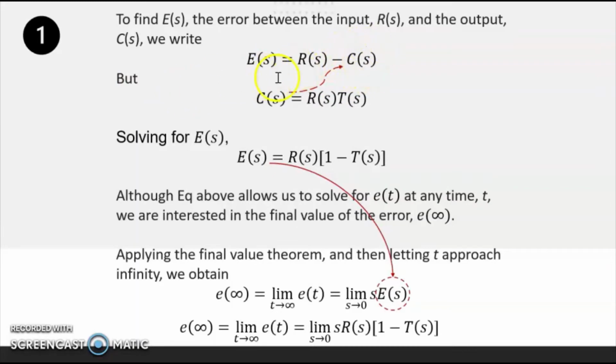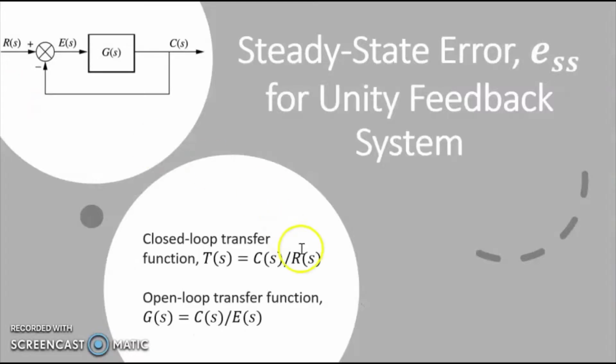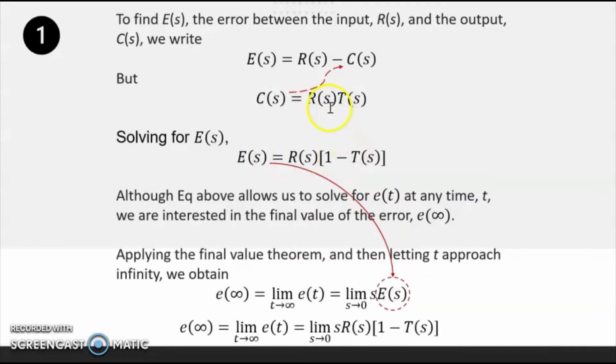Apart from this equation, we actually know what C is here. We can easily find it. Looking at this one, C equals this part. So if you're looking at the closed loop transfer function, your C is basically equal to R, which is the input, times the transfer function. Then you simplify it and solve for the error from here.